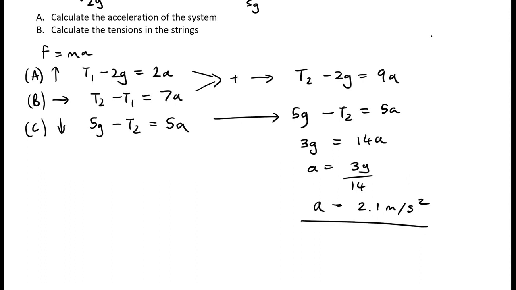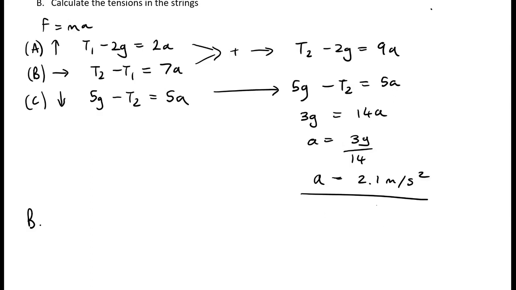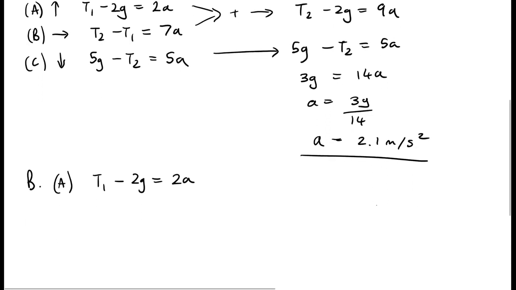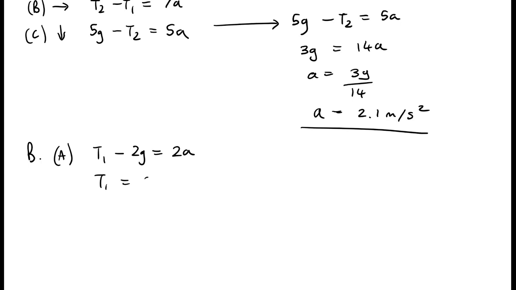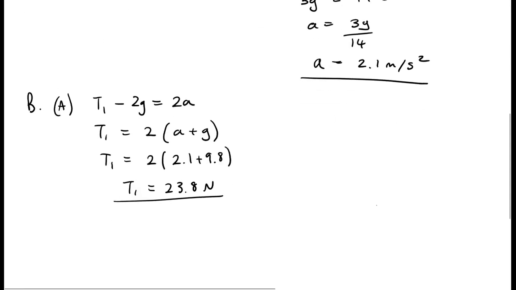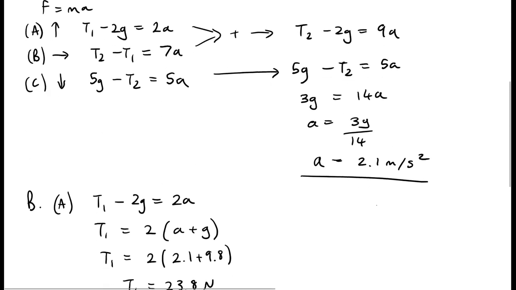And then part B of the question, calculate the tensions in the strings. So that would be calculate T1 and T2. Well, as we know acceleration, if we use equation A, that being T1 minus 2G equals 2A, we can find T1. And calculate. That's 23.8 newtons.